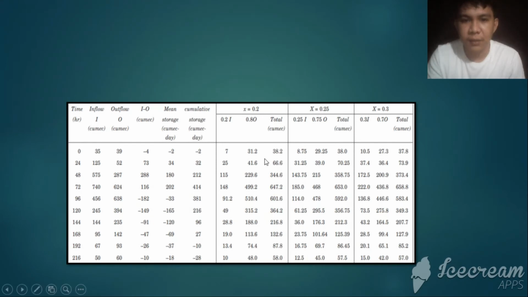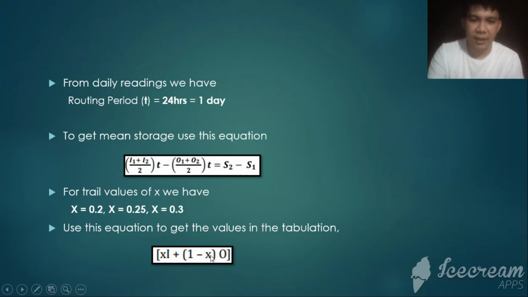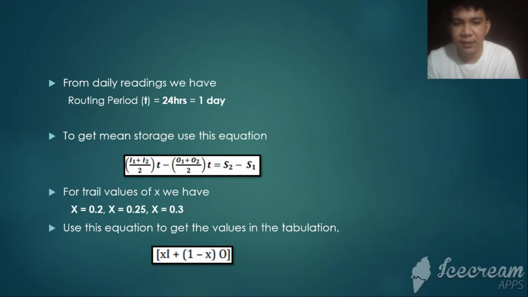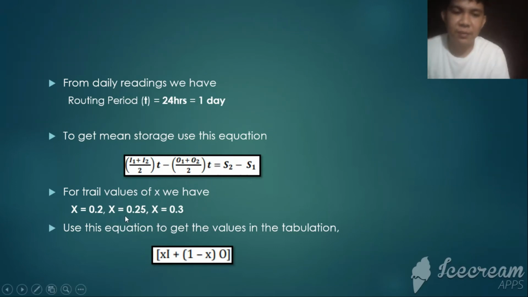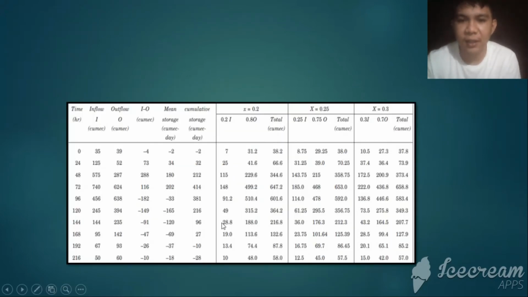Now let's proceed to X. How do we get X? How were these data obtained? We use the formula X times I plus 1 minus X times O. By the way, the values of X we will use are X equals 0.2, X equals 0.25, and X equals 0.3. As mentioned earlier, X in a natural stream is between 0.0 and 0.3. So this is for our number of trials, and these are the data we use for our hydrograph.